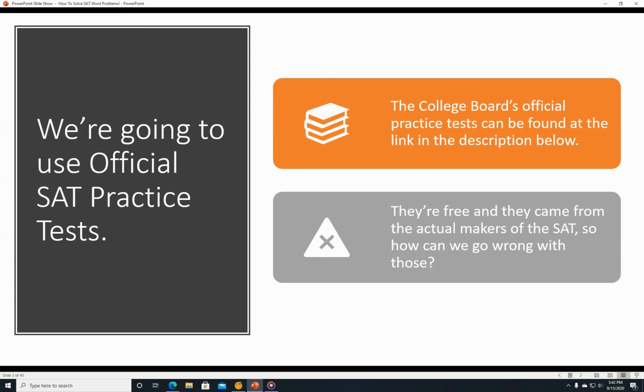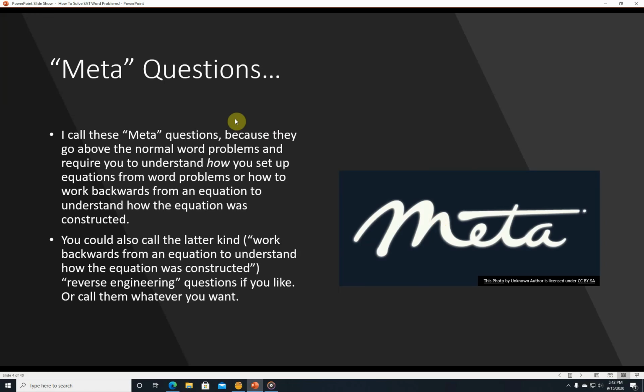You may also need to know a shortcut or a piece of mathematical knowledge that makes solving the problem much easier. So, we're going to use official SAT practice tests, in this case the first one that they published, number 1. The College Board's official practice test can be found at the link in the description below. Anyway, they're free and they came from the actual makers of the SAT, so how can we go wrong with those? You can't.